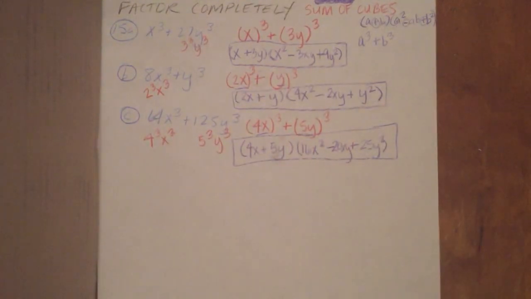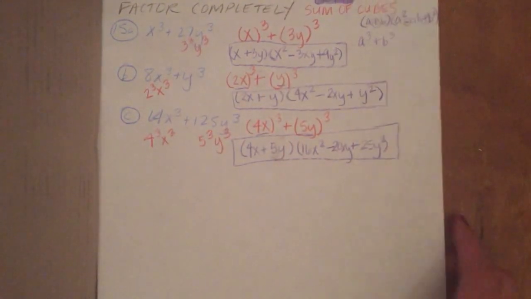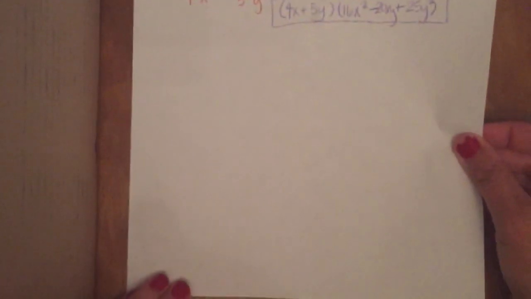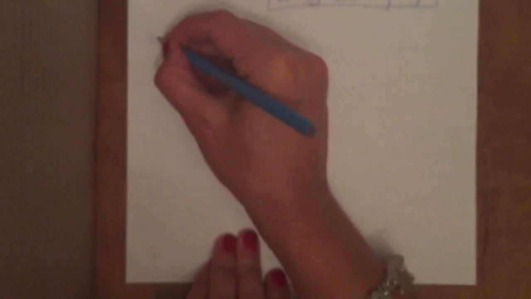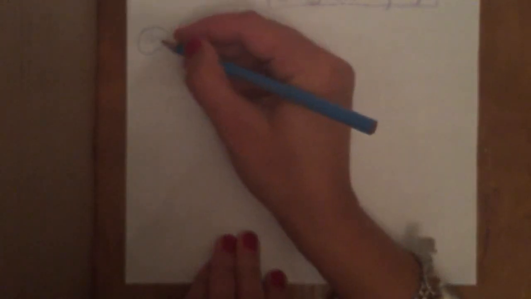Now let's look at number 16. So we're going to move to number 16. And number 16 is the same thing, factor completely. So let's look at 16a. 16a is negative 2x cubed plus 8x. And we want to factor this completely.